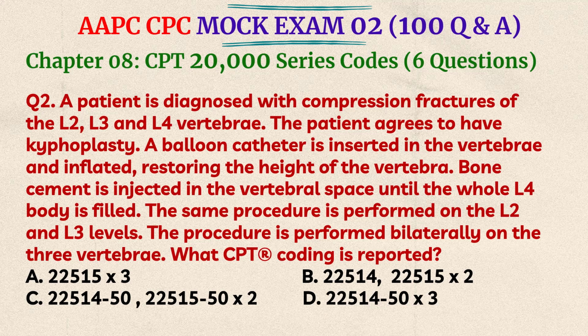So there are 4 answers available. Take your CPT code book and find the answer. Okay, here you have to highlight this is compression fractures of the L2, L3 and L4 vertebrae. Procedure done is kyphoplasty using balloon catheter, and the procedure is performed in all the L2, L3 and L4 vertebrae and done bilaterally. Here also you can see the codes are adjacent codes, so you can use the elimination method to find the answer. I also explained the alphabetic method.